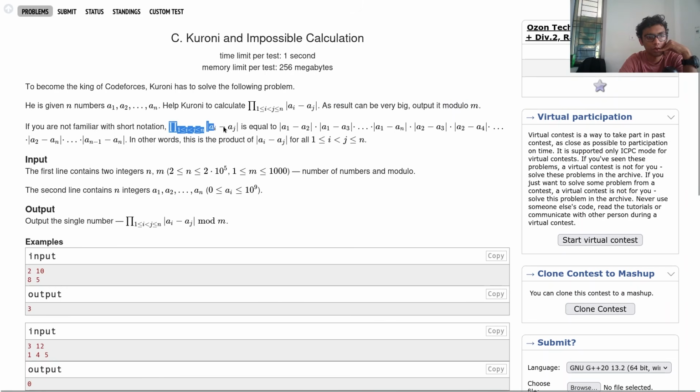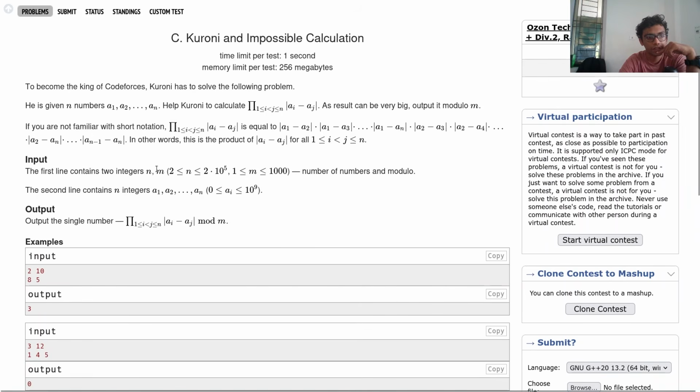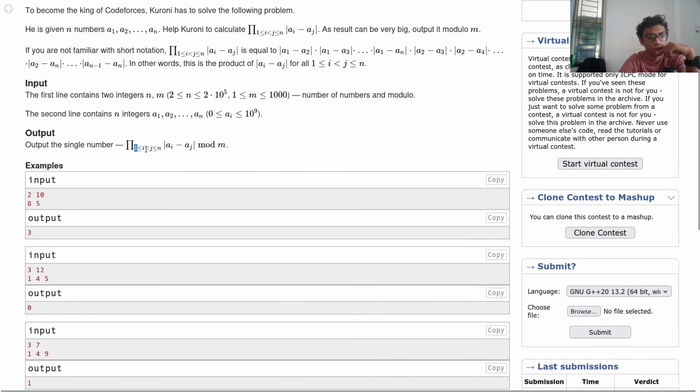Okay, so they have explained what the product notation means. Basically it means |a1 minus a2| times |a1 minus a3| and so on, then |a2 minus a3|. Basically, for every pair which we can form, we need to take the absolute difference and multiply it together. So it's the product of the absolute difference between two elements for all possible pairs. What are the constraints? n goes up to 2 times 10 power 5, m goes up to 1000, and the integers go up to 10 power 9. And we have to output a single number, the product of |ai minus aj| mod m.